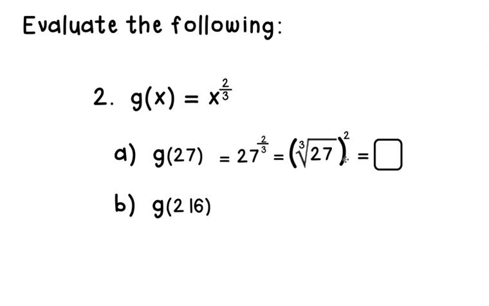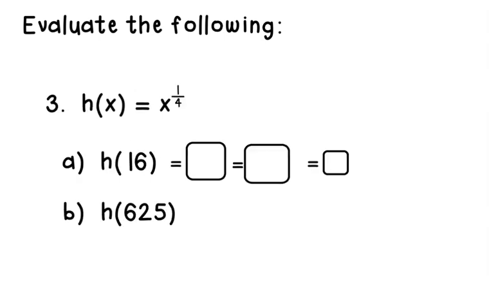And I know that the cube root of 27 is 3. So I'm going to take the cube root of that first and get 3, and raise that to the 2nd power. So I know that that is equal to 9. So go ahead and work on letter B and find the same function value for 216.